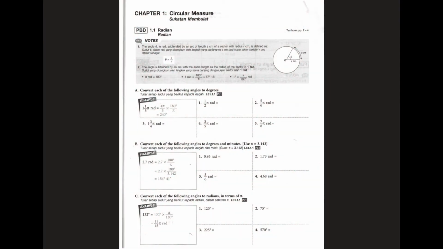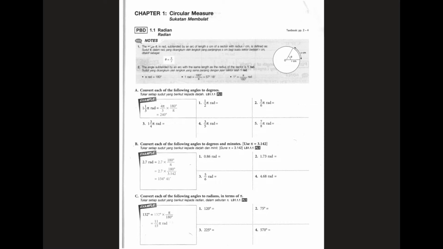See, we start from here. Okay, this is a circular measure. So circular measure is about circle. Okay, so first of all, we need to understand radian. So actually, what is radian? Radian is a way to measure angle.